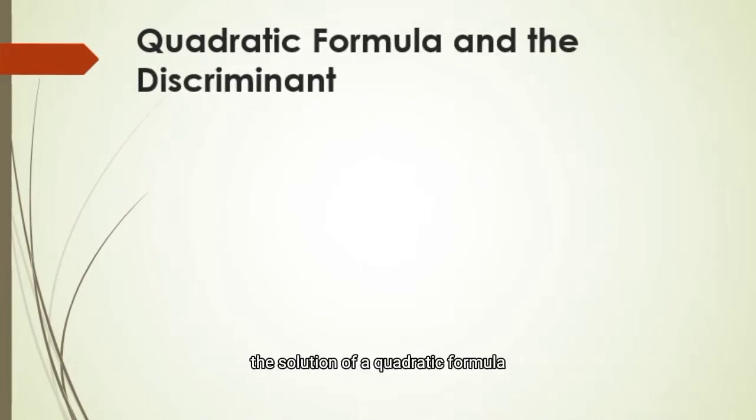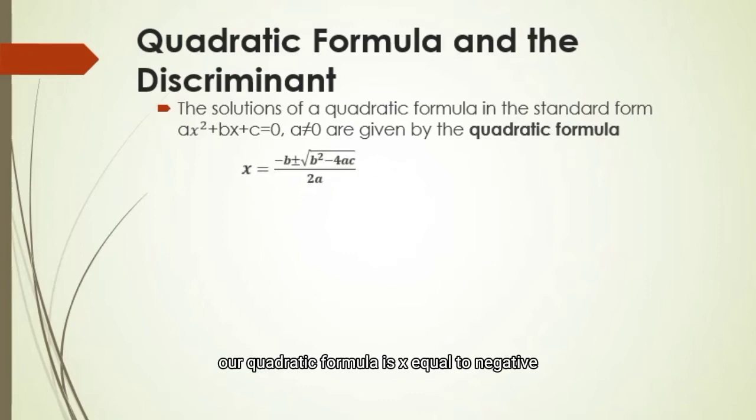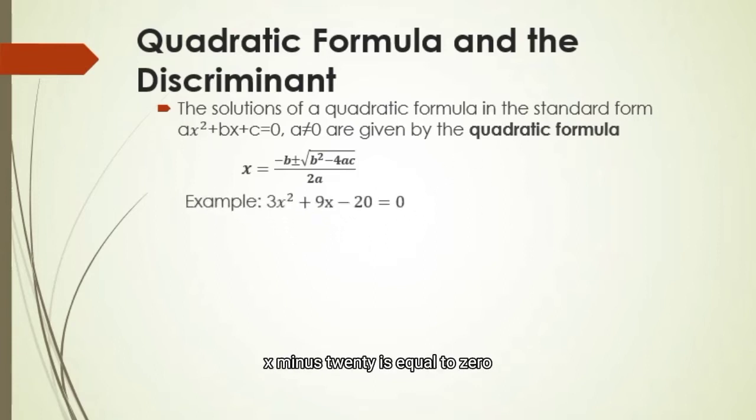Quadratic formula and the discriminant. The solution of a quadratic equation in the standard form ax squared plus bx plus c is equal to 0, where a cannot be equal to 0, is given by the quadratic formula. Our quadratic formula is x equal to negative b plus or minus the square root of b squared minus 4ac, divided by 2a. Example: 3x squared plus 9x minus 20 is equal to 0.